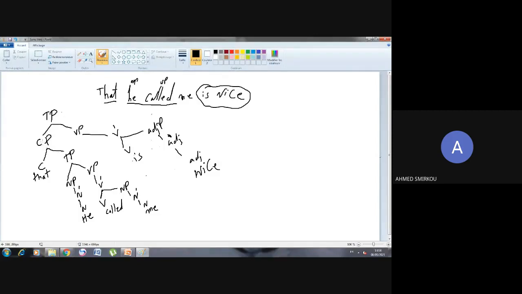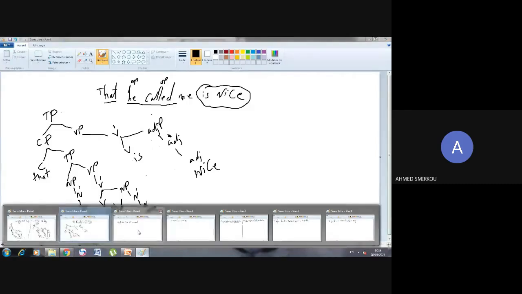Whenever you have a clause, it must be CP, C and TP. But this is the concern of next session. We will modify CP and TP. And then in TP, you may have NP and VP, as in this one, or CP and VP if the subject is a complementizer clause. Okay, now we move on to the other one.